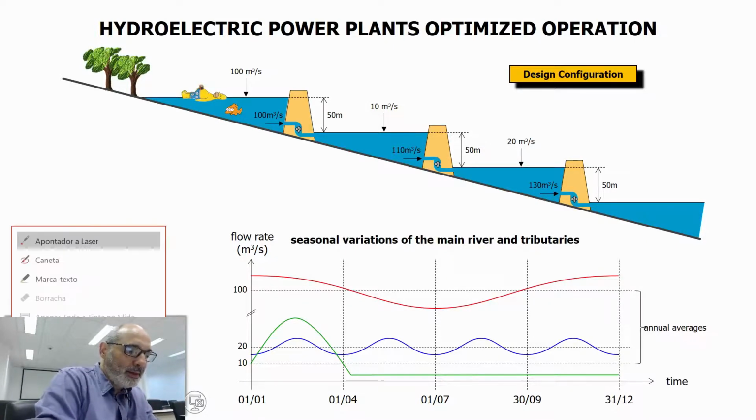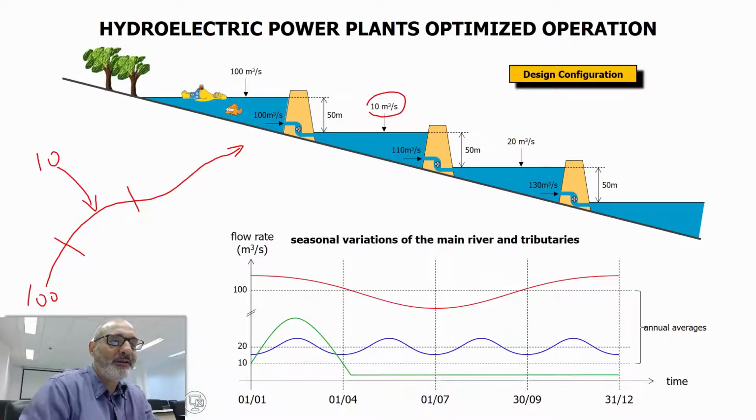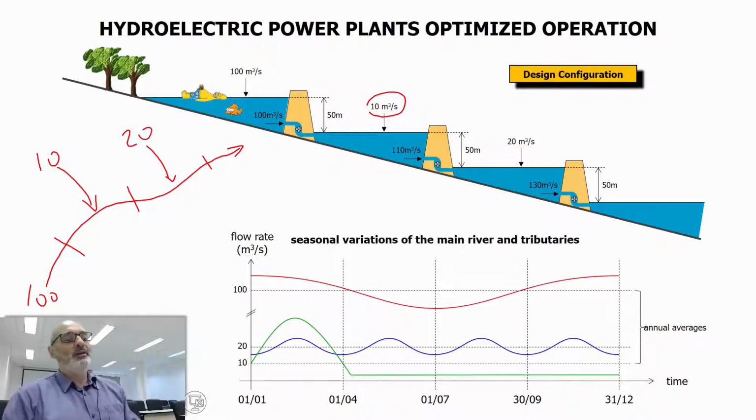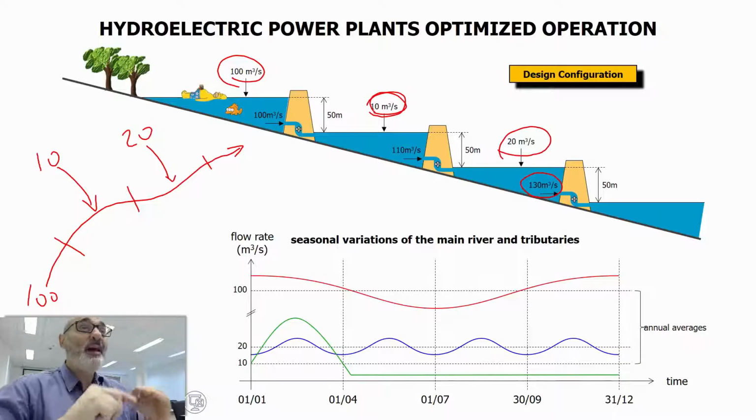Let me get my pen. So you have the main river flowing that way. So you have 100 cubic meters. That's the first reservoir. The second reservoir has tributaries that contribute 10. And the third reservoir also has tributaries that contribute an additional 20 cubic meters per second. So the final total flow rate is 130. So 130 is 100 plus 10 plus 20. And those are average numbers.